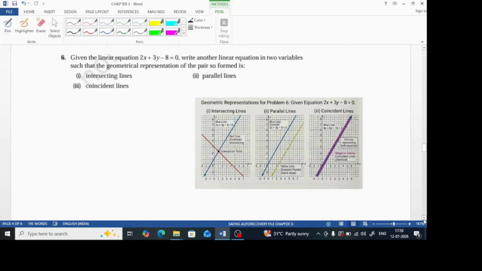Given the linear equation 2x + 3y - 8 = 0, write another linear equation in two variables such that the geometrical representation of the pair so formed is intersecting lines, parallel lines and coincident lines.